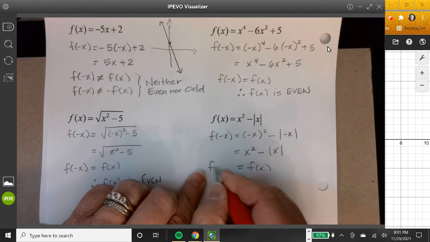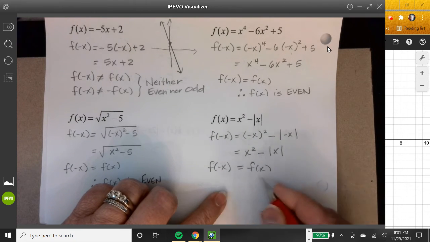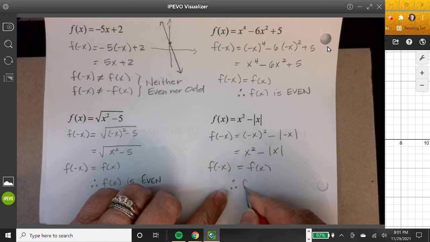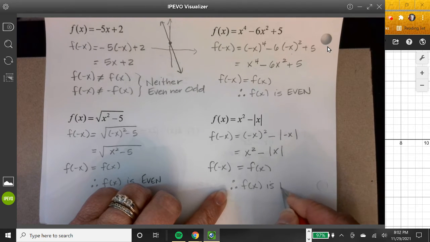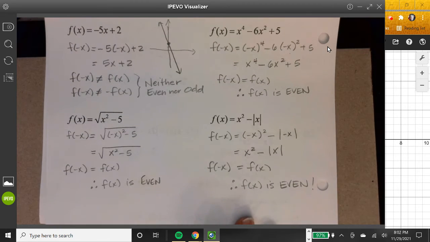So gosh, we did 3 evens in a row. So that means we have f of negative x equals f of x. Therefore, we can say f of x is even. Right? Right.